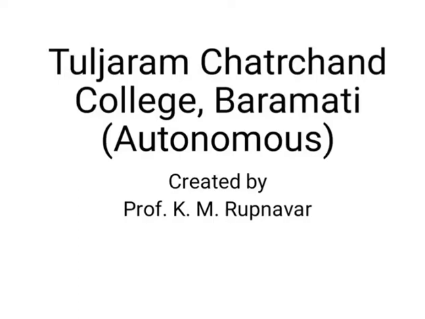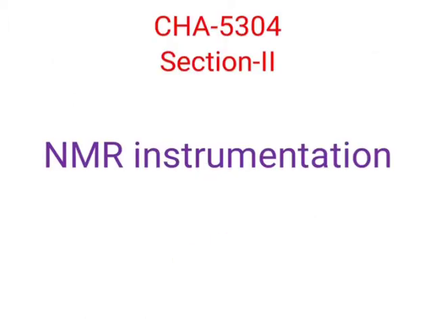Everyone, we have already studied section 2 of paper CHA 5304, and in section 2 various chapters are there: chemiluminescence, fluorescence, phosphorescence, and the last one is NMR. In NMR, H1 NMR, carbon 13 NMR and 2D NMR are there.